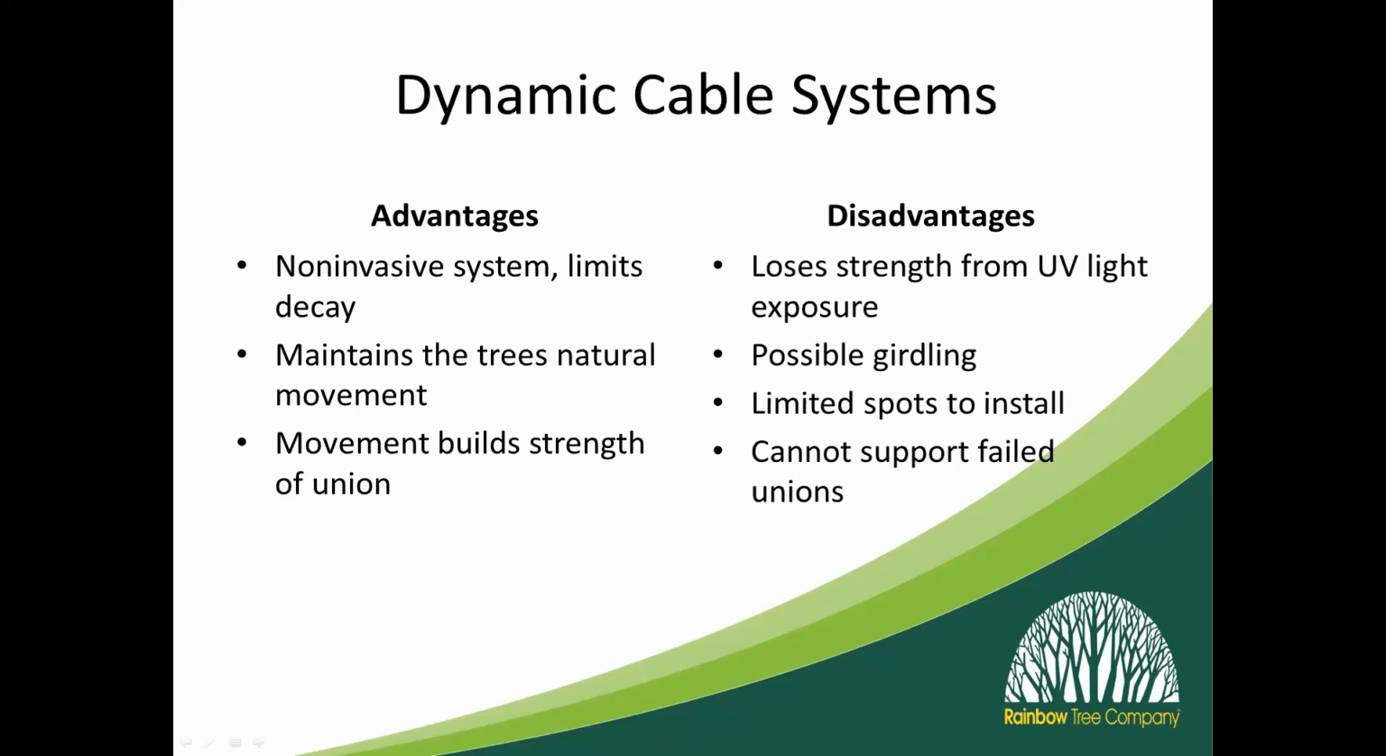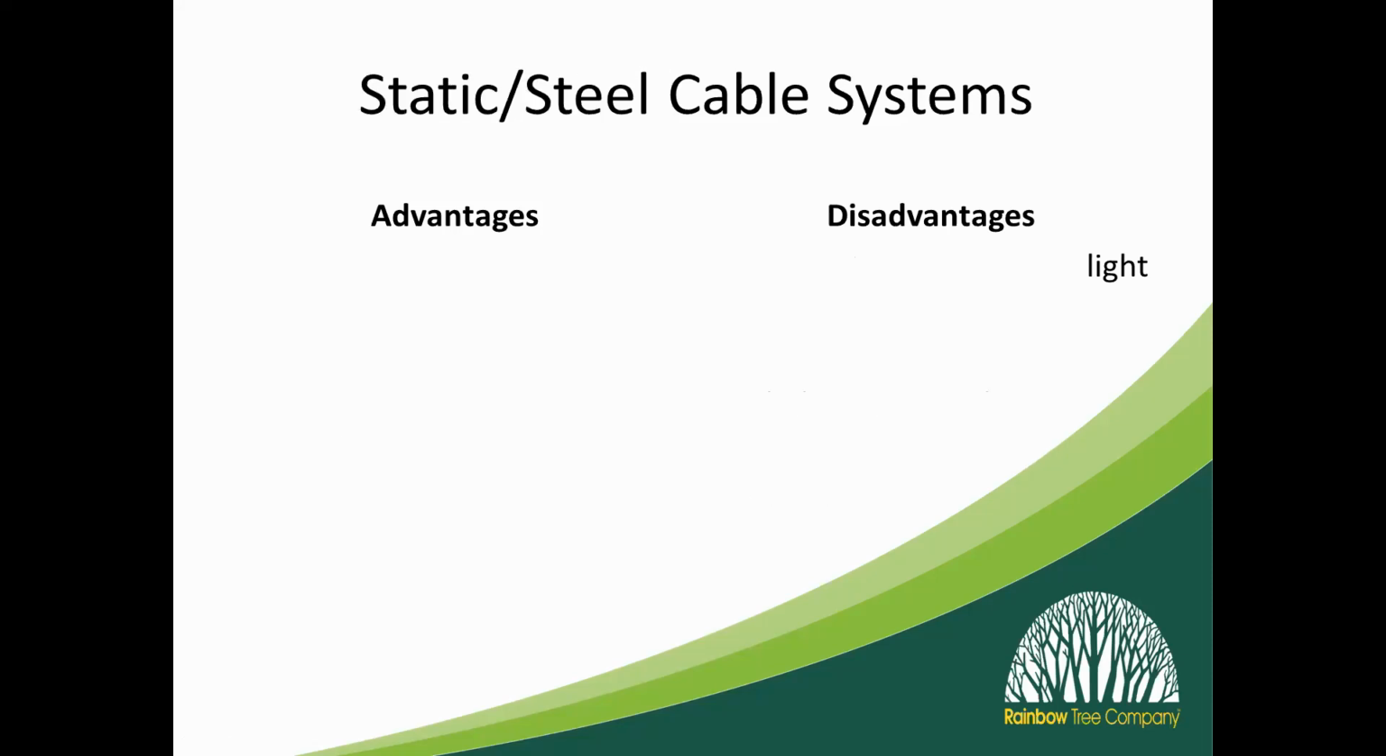Dynamic cables are really used for unions that are pretty good, but could come under load later on. Maybe it's a normal wind like we just had that could make it fail, or maybe snow load in the winter, but they're not really designed for real problematic unions. Like the picture I showed of that locust union where it's already starting to decay, I probably wouldn't want to put a dynamic in there because I'm not going to want to have more movement in that union.